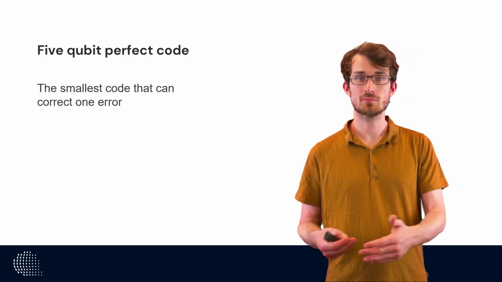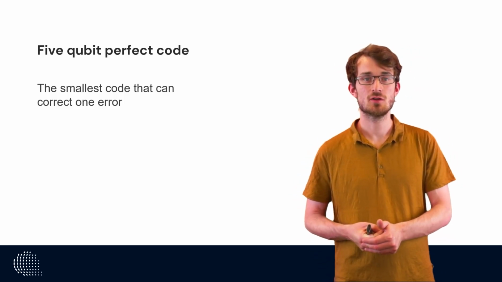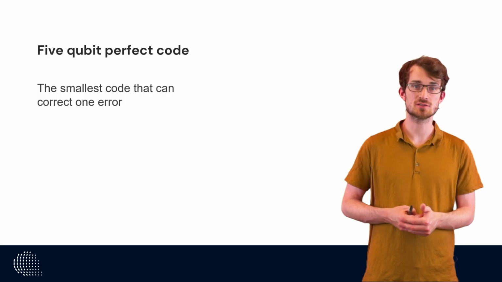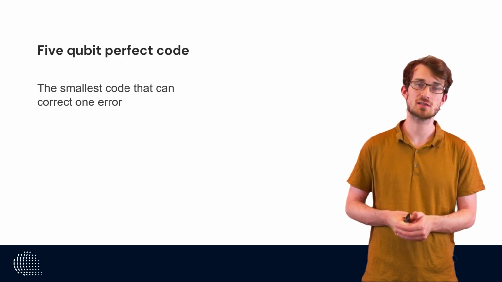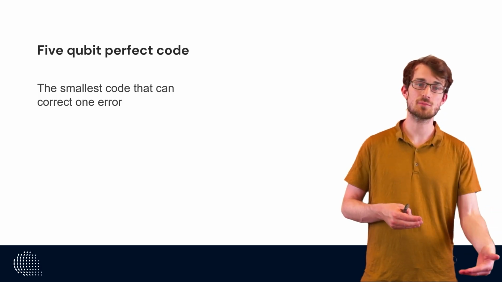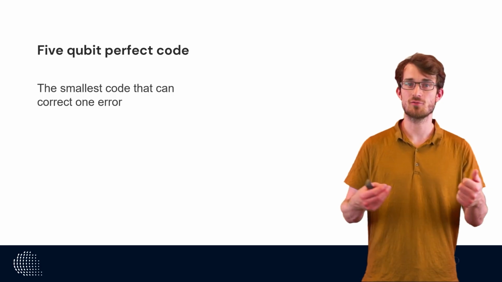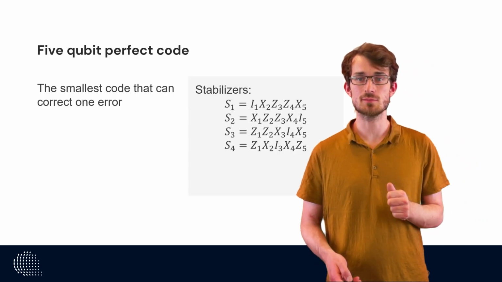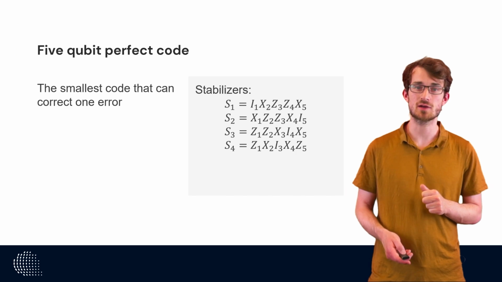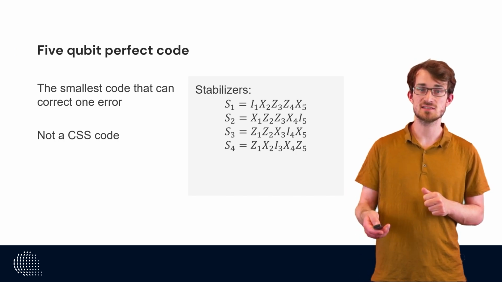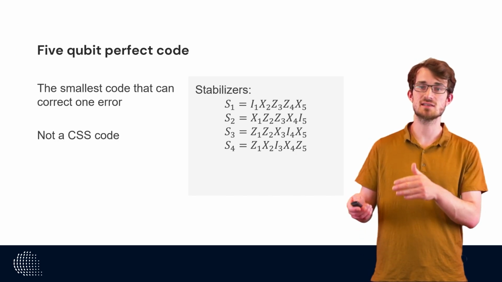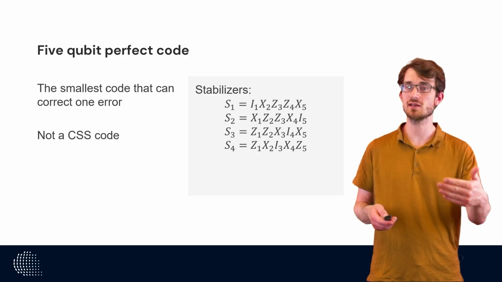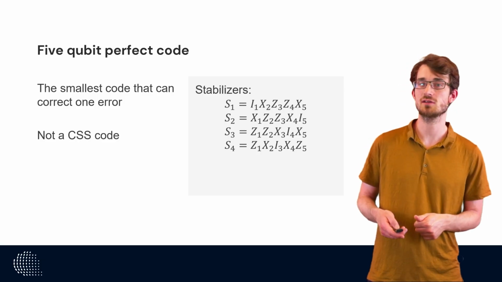Not every code is a CSS code. An example is the smallest possible code that we can construct that can detect either phase flip or bit flip errors. It's called the 5-qubit perfect code, and you construct it from the stabilizers that you see here on the right. As I said, this is not a CSS code, but it's a nice code to look at because it really is the smallest error correction code that we can construct.